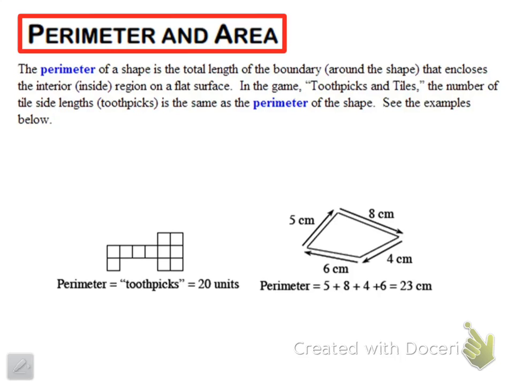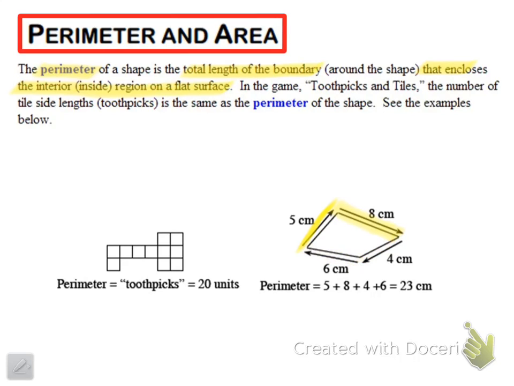So, the perimeter of a shape is the total length of the boundary around the shape that encloses the interior or inside region of that flat surface. I'm going to say this again, but I'm going to draw on the picture to the right to help us better understand this. So the perimeter of a shape is the total length of the boundary around the shape that encloses the interior of that same shape. Okay, that is what perimeter is.